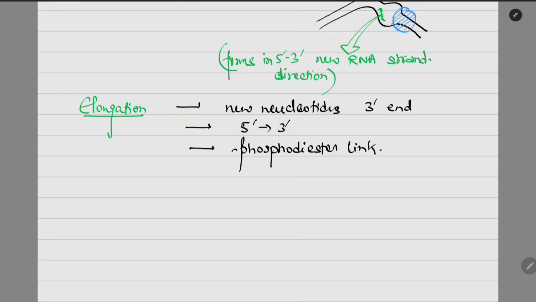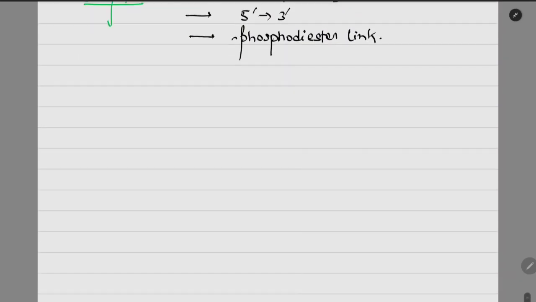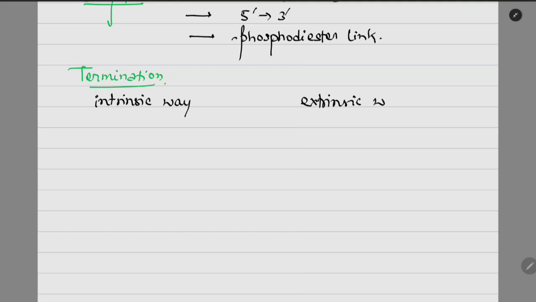Now the termination one. Here also two types can be explained: one is the intrinsic way, and the other is the extrinsic way. In the intrinsic way there is polyadenylation.